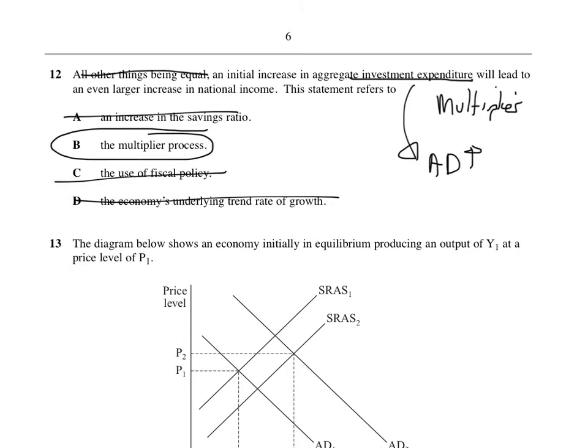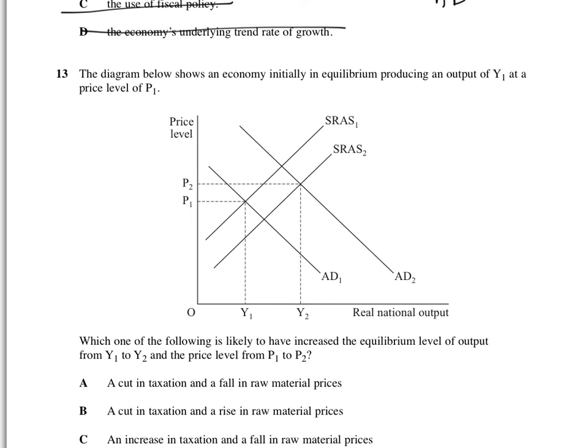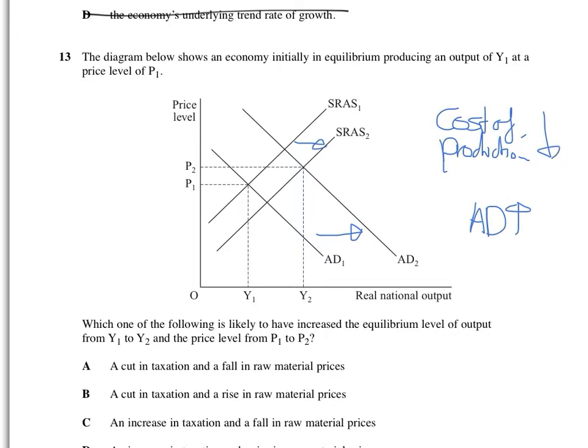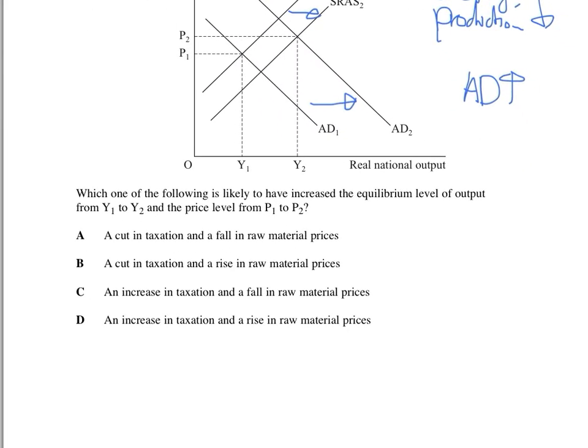Right, on to 13, which I had to pause because I just had a bit of a shock on this one, right? You've got to make sure you get the right lines. So here we've got AD is going up, and we've got a firm's supply is going up as well. So if a firm supplies more, their cost of production must be going down. So we've got these two factors: a firm's cost of production going down and AD going up. So let's see which one would make sense.